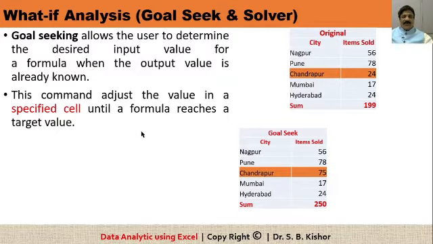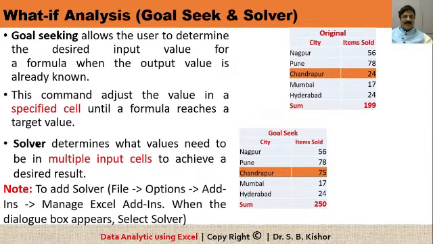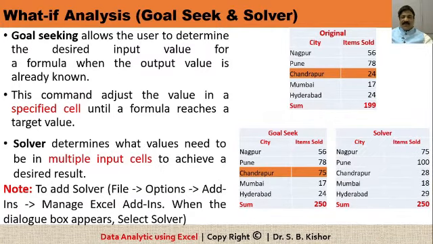Okay. Now, instead of targeting individual cities, if you want to target all, for that purpose we have what? A Solver option. Solver determines what values need to be in multiple input cells to achieve a desired result. By default, the Solver option is not available in your Excel. So for that purpose, you need to add it in. So how to add it in? The procedure has been given over here. Just follow this particular method in order to add Solver. Now observe that the 250 values have been changed across the different cities.